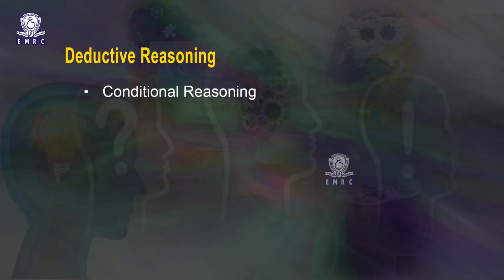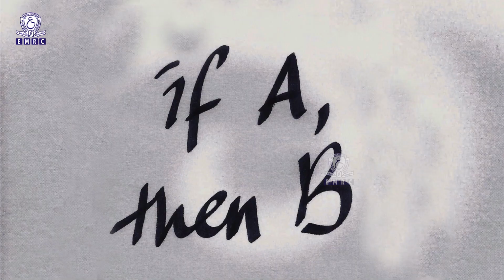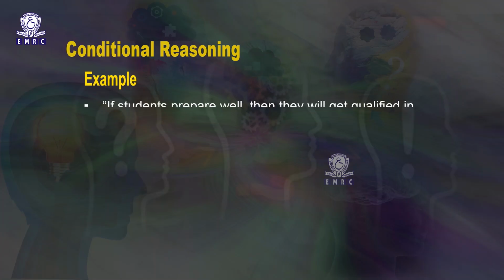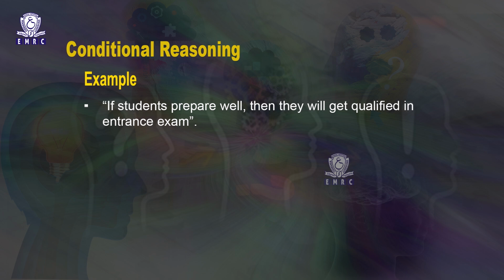Now, within deductive reasoning, there are two kinds. The first, I would say, is conditional reasoning. In conditional reasoning, the reasoner must draw a conclusion based on an if-then proposition. The conditional if-then proposition states that if antecedent condition P is met, then consequent event Q follows. For example, if students prepare well, then they will get qualified in the entrance exam.